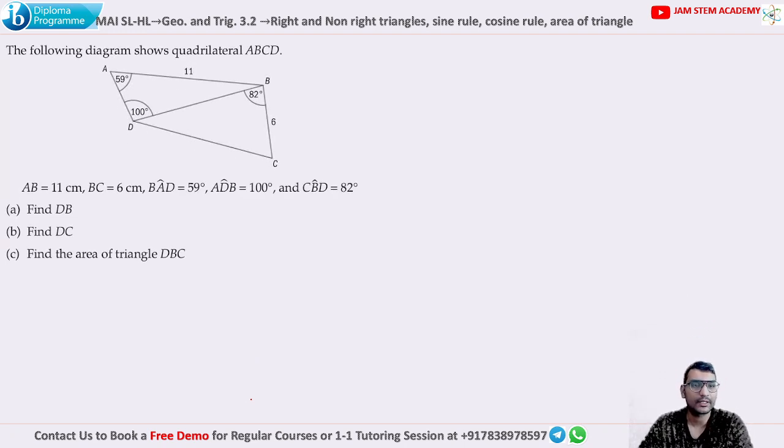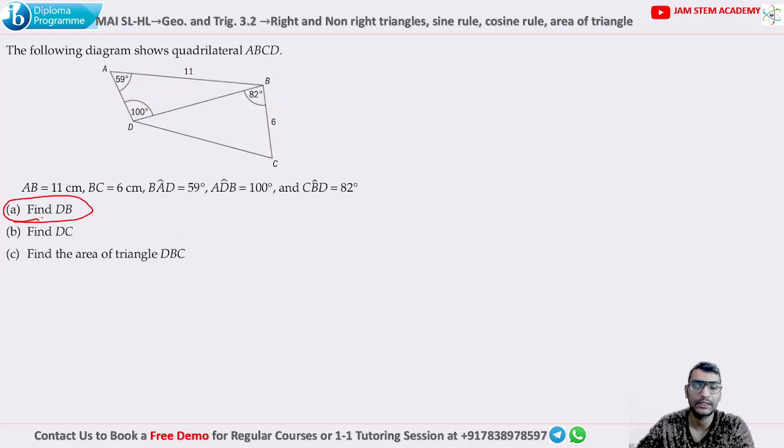Okay, let's apply these. Here is the question. It says in the following diagram of the quadrilateral ABCD, the side length AB is given as 11, side length BC is given as 6, angle ABD is 100, angle ADB is 100, angle CBD is 82, and angle A is also given as 59. Okay, now let's find the value of DB.